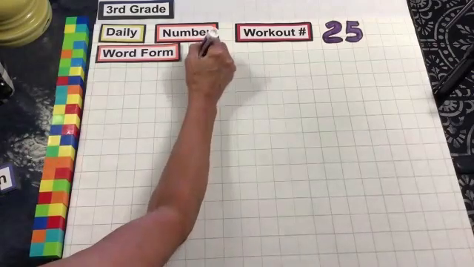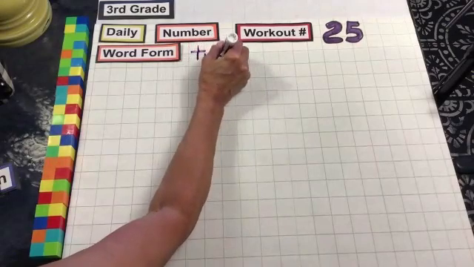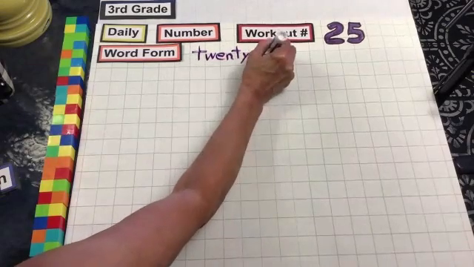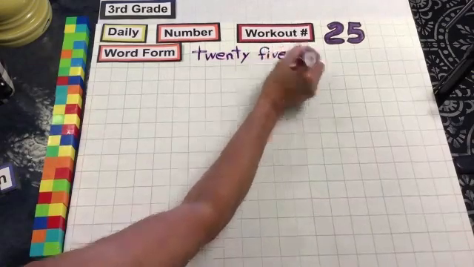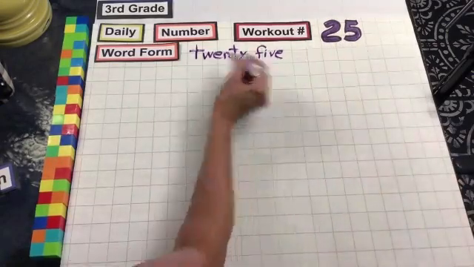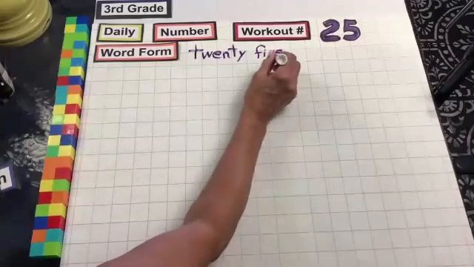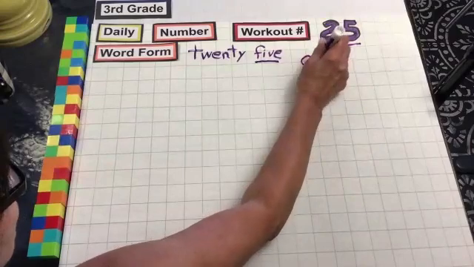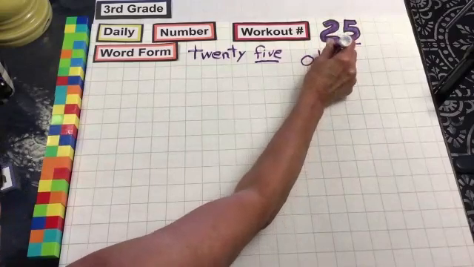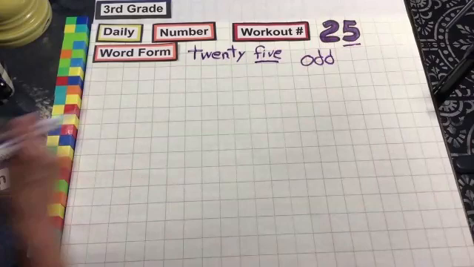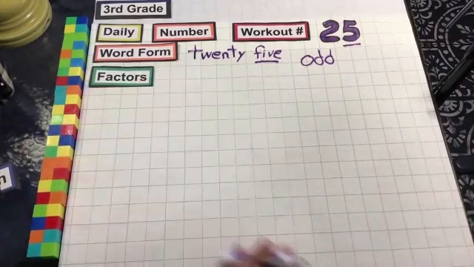So we're starting off with the word 25. These are in digits or numerals, and this is word form, twenty-five. And since it ends with 5, we know it's odd. Any number that has in the ones place a 1, 3, 5, 7, or 9 is odd. All right, let's check out the factors of 25.